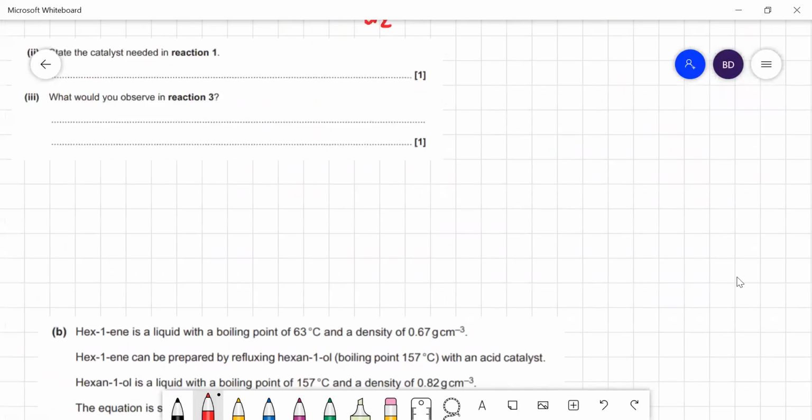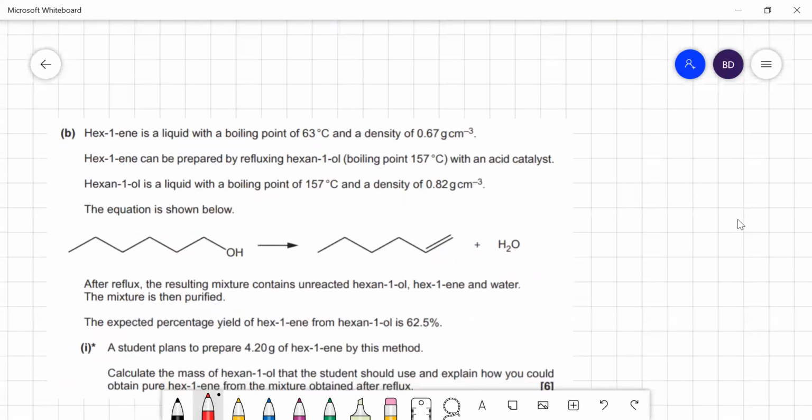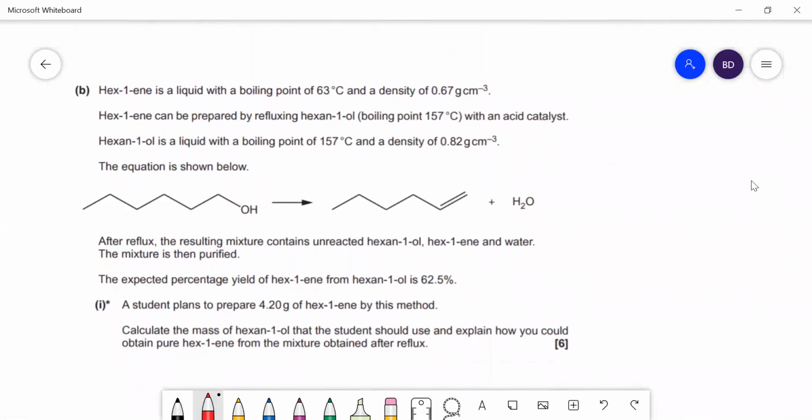Okay. Right, now here is a reaction. It's a dehydration reaction. So we are going to lose the OH, and we're going to lose a hydrogen from the carbon next door, and we're going to end up with a double bond there to form that. Okay. So hexene, it gives us its boiling point and its density. We're going to need that later. You prepare hex-1-ene in this by refluxing with an acid catalyst.